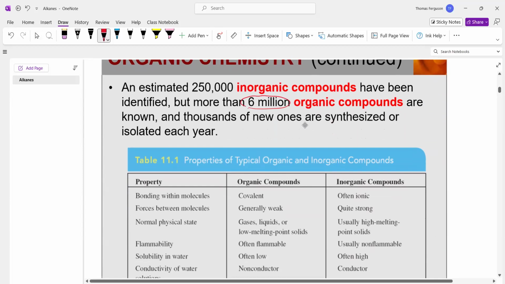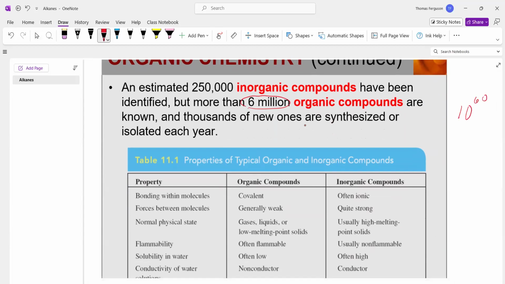They have a new estimate as far as the number of organic compounds, 10 to the 60th. That's 60 zeros, which is a gigantic number of different organic compounds. And those include polymers, those include biochemical molecules, just a whole bunch.